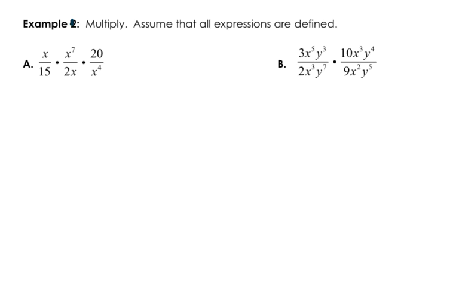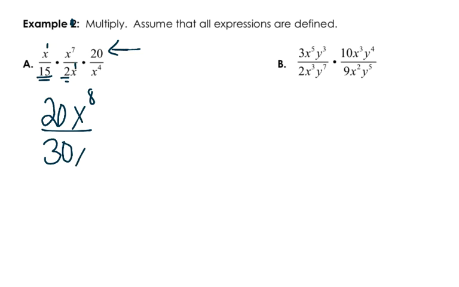First thing I want to do is squish it all together. I want to combine the top. So by doing that, you want to see how many x's there are. So I've got 1x there, 7 x's. So I've got x to the 8th. And then I've got the 20. So the numerator is 20x to the 8th. The denominator, I've got 15 times 2, which gives me 30. I've got x to the 1st and x to the 4th, so I've got x to the 5th.